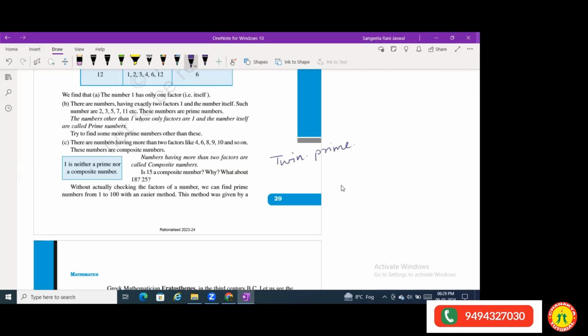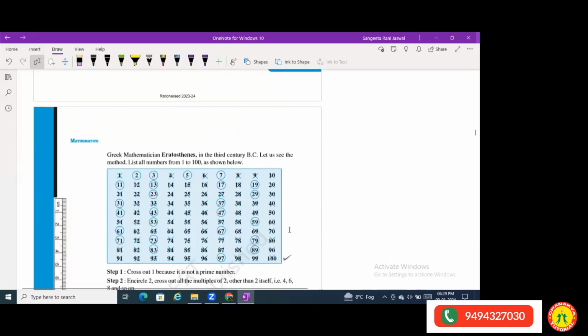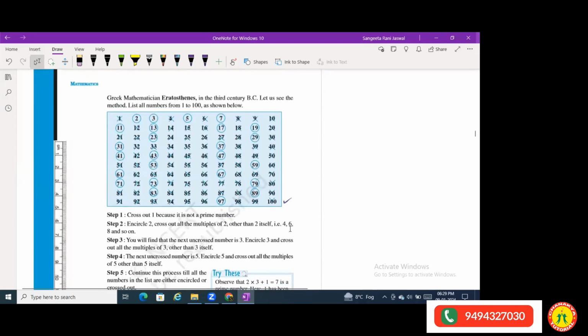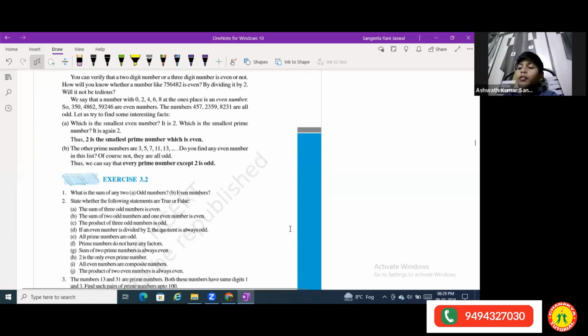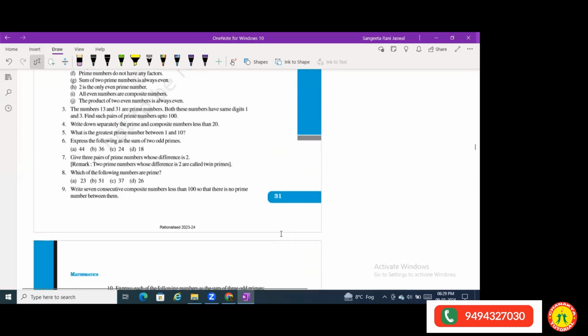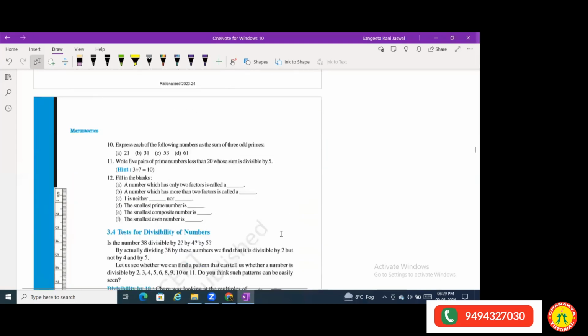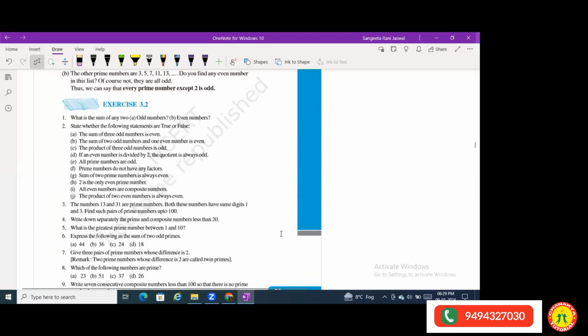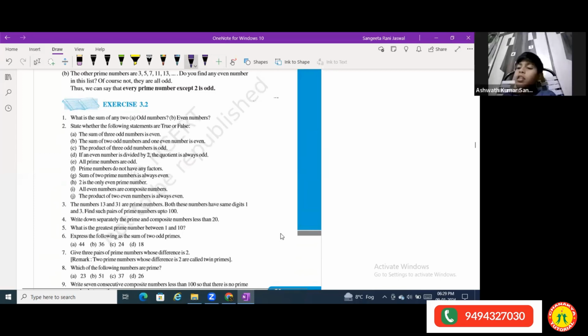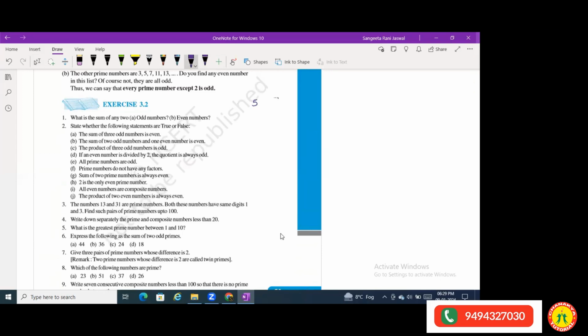Maybe you'll have it later here somewhere. So twin primes, you must have heard about twin prime numbers. Twin means 2. Twin numbers means 2. So those are numbers in which you have a difference of 2, like 3 and 5, and 5 and 7.